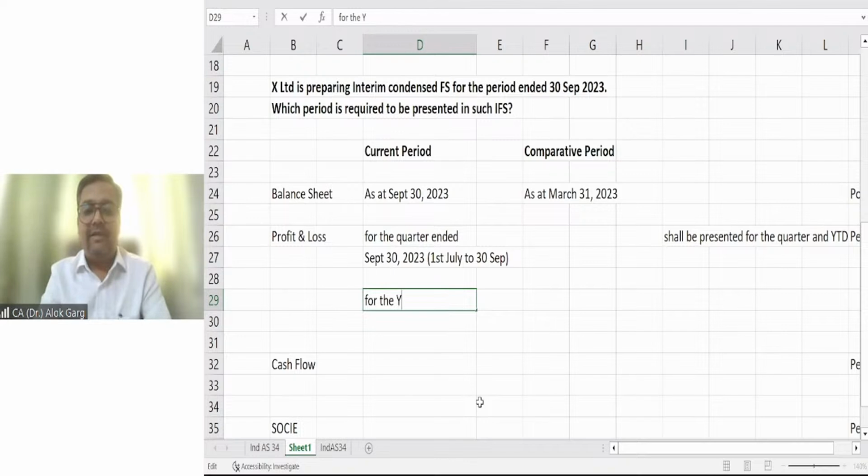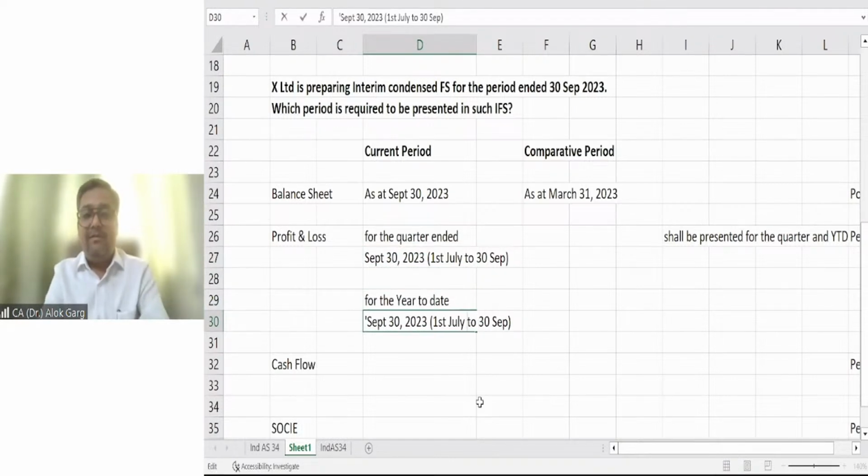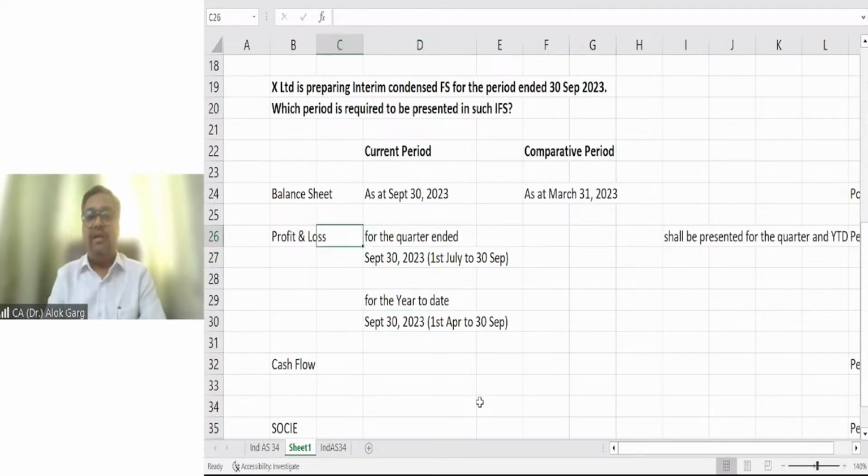Year to date, for the year to date, September 30, 2023. Year to date means 1st April to 30th September, which means 6 months. So here it comes as 3 months and here it comes as 6 months.